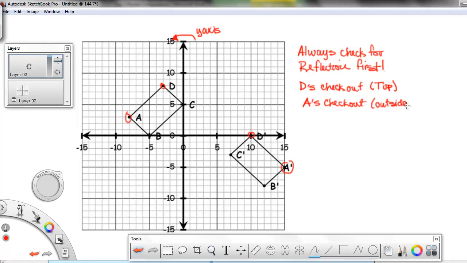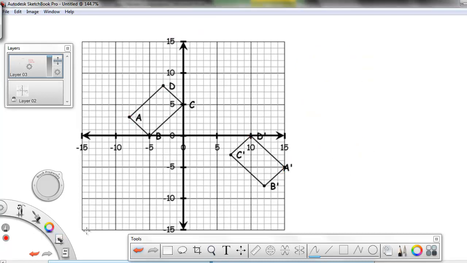We can go ahead and check another one. They're really easy to check. Let's take a look at the C's. The C's are both on the inside, so this has to be a reflection. Okay, very good. We're good to go on this. Alright, let's go ahead and start with our points. We're going to reflect on the y-axis.